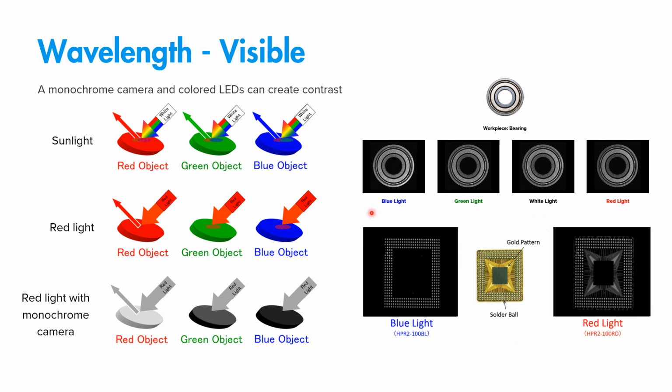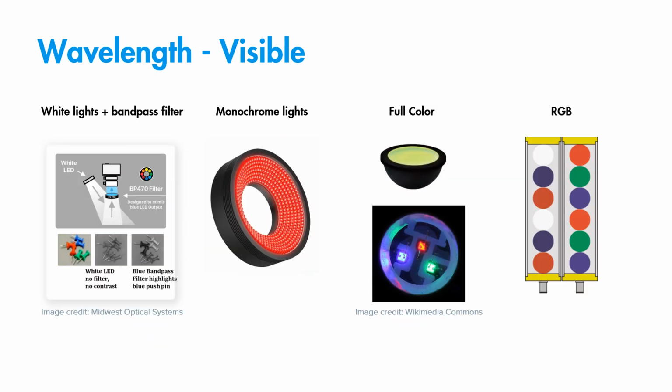But you can't just say, oh, it's metal, light doesn't matter, because sometimes it does. So you can see here with the solder balls, the blue light and the red light really didn't make a difference. But for the gold pattern here, the red light enhanced it and the blue light hid it. So depending on what we're trying to get out of solving this application would depend on which color light we choose.